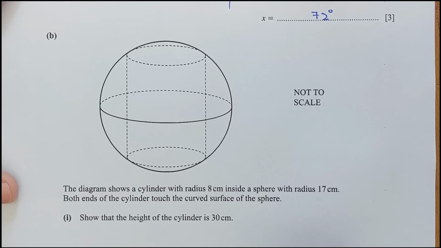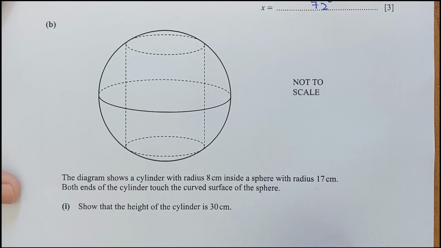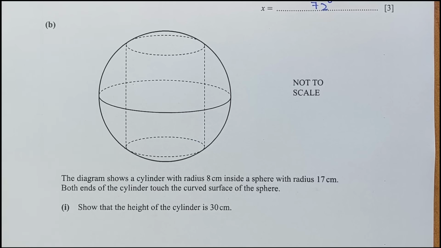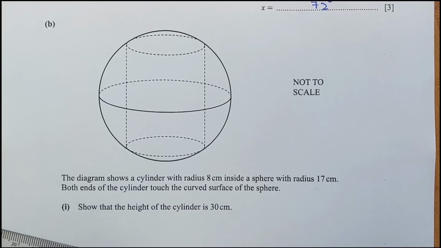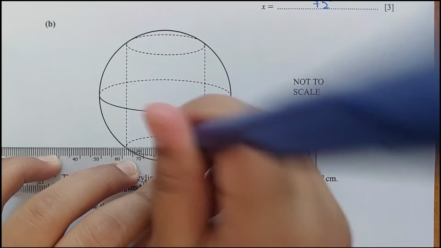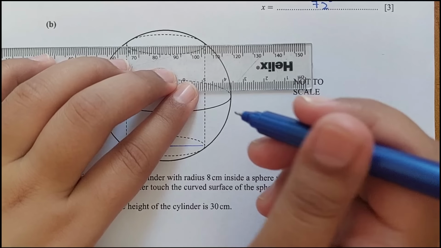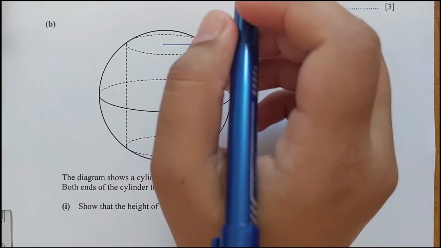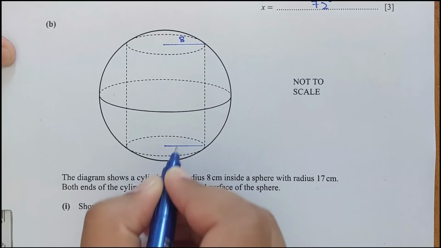Moving to part B, the diagram shows a cylinder with a radius of 8 centimeters. All right, so this is the cylinder and the radius of the cylinder is 8 centimeters. The radius is this, a radius from the center, and this is the radius of the cylinder, and that is 8 centimeters.